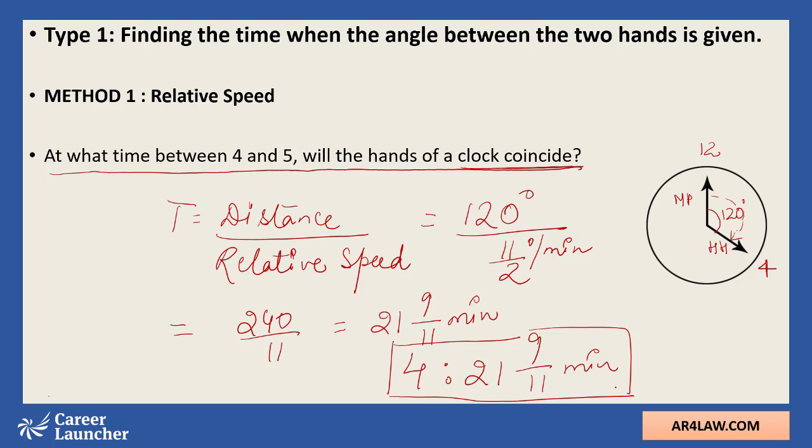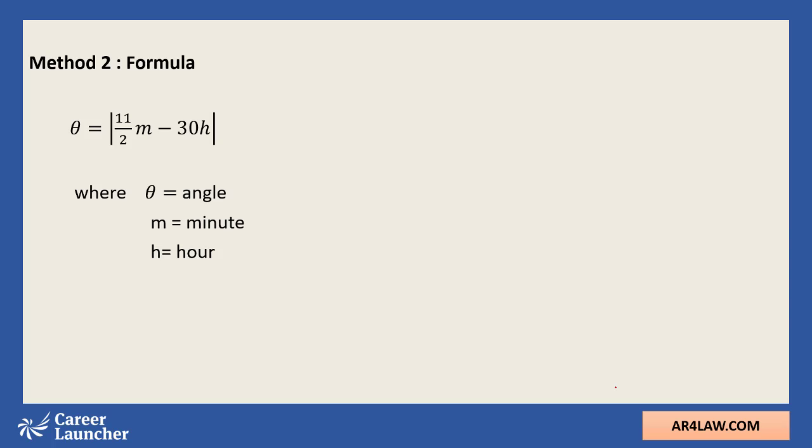Okay. Now we have a direct formula also to approach these kind of questions, and that formula is theta equals 11 by 2 m minus 30 h, where theta stands for the angle, m stands for the minute, and h stands for the hour.